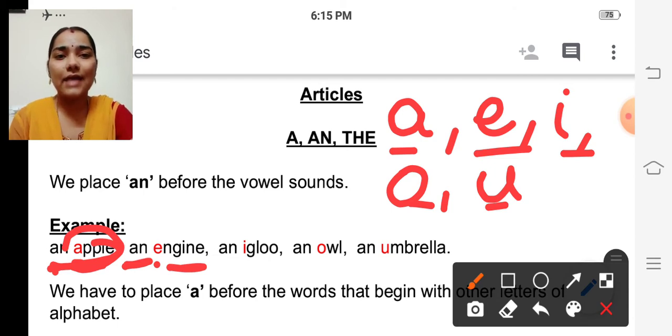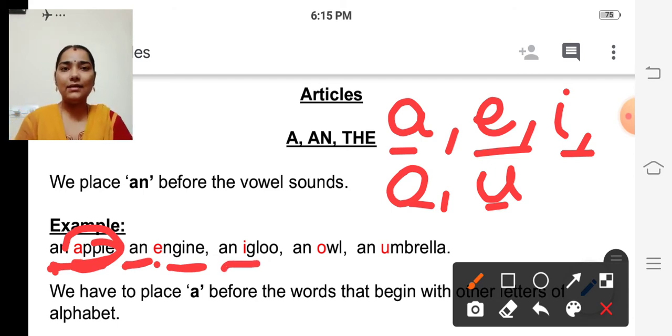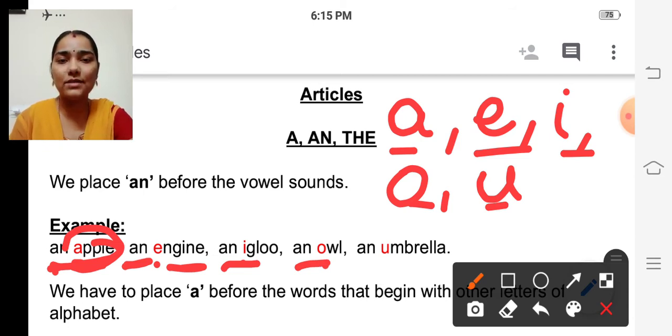The next one is an igloo. Igloo starts with the letter I, which is also a vowel. Next is an owl. It starts with the letter O, also a vowel. The last one is an umbrella. Umbrella starts with the letter U. U is a vowel, so we place an before umbrella.